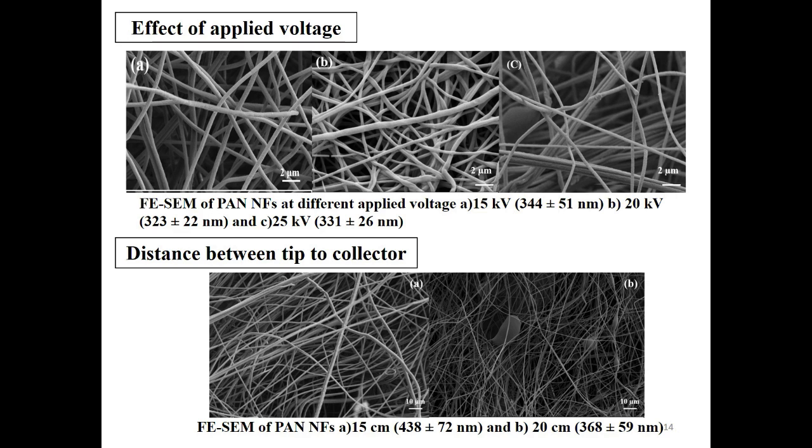centimeter, fiber size is 438 nanometer, and when the distance is 20 centimeter, the fiber size is 368 nanometer. If you go again to a higher distance, then there may be breaking of the fiber. Therefore, a 20 centimeter distance between the tip and the collector plate is sufficient, where the fibers are of uniform size.